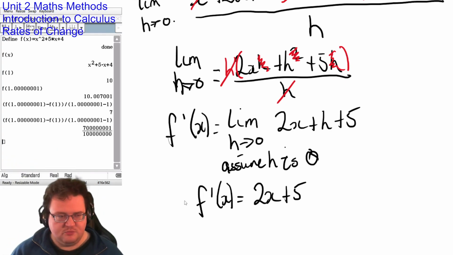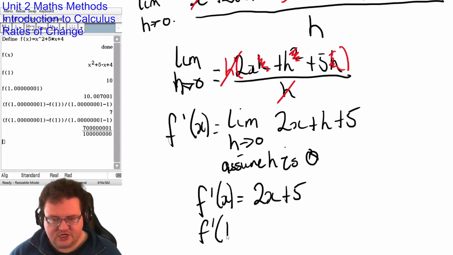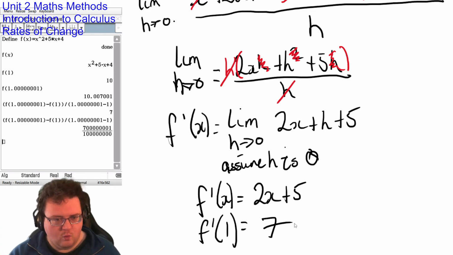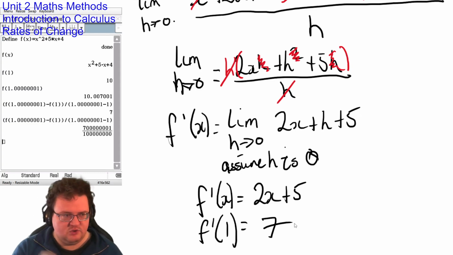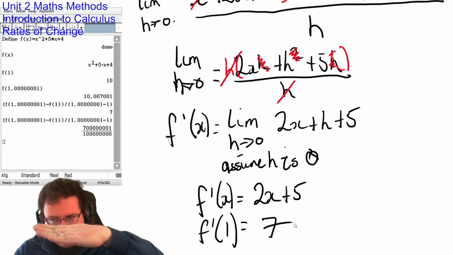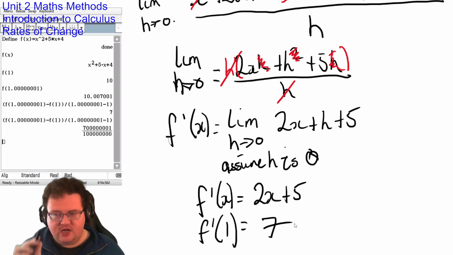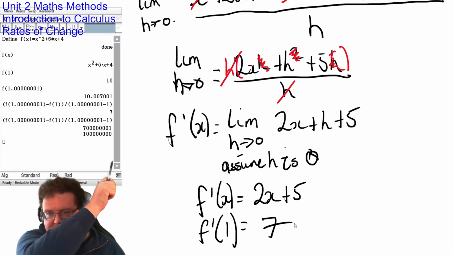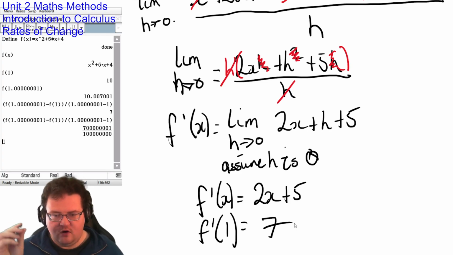And then, to prove a point, what is f dash 1? 2 times 1 is 2, plus 5 is 7. I have worked out the actual gradient for that point. So at that point, when x equals 1, the gradient is 7, because we have used differentiation by first principles. We have done all these different calculations for all the different lines that are coming closer and closer and closer to 1, to the point where it might as well just be 1. Not 1.000001 as I did up on the CAS before. It is just f of 1.